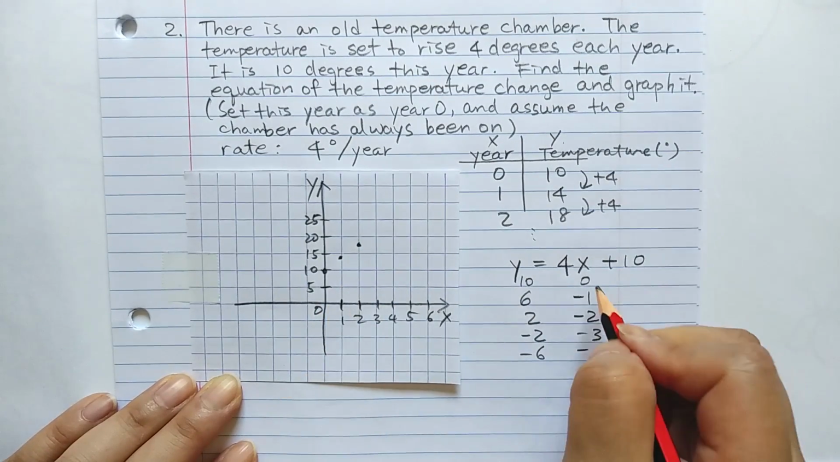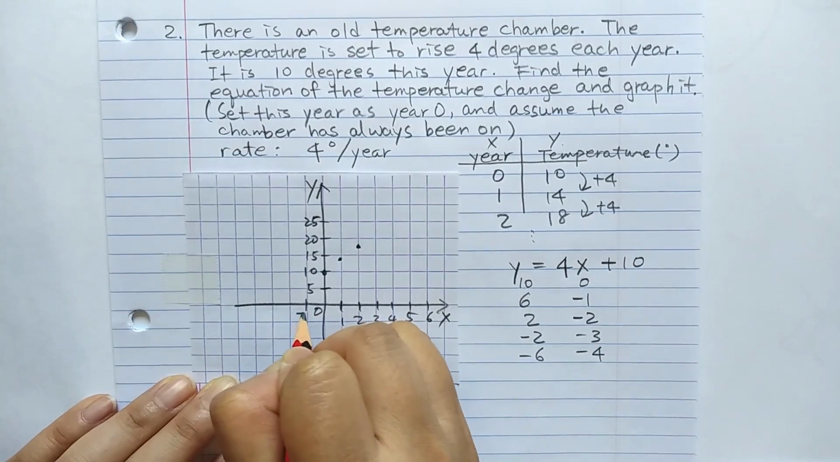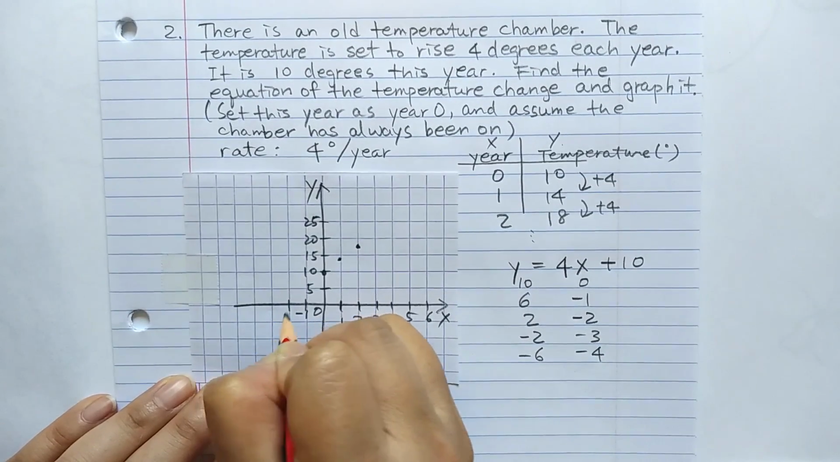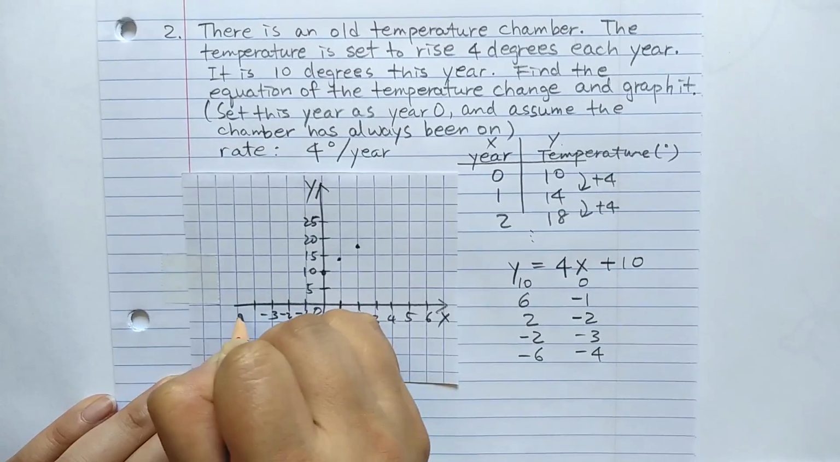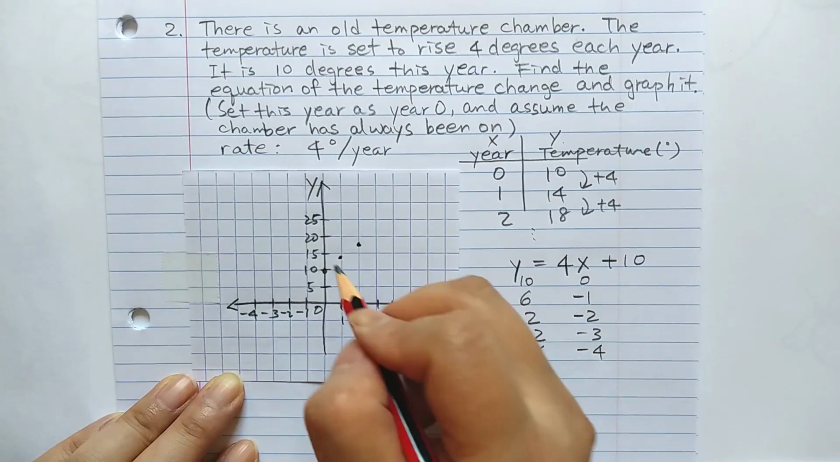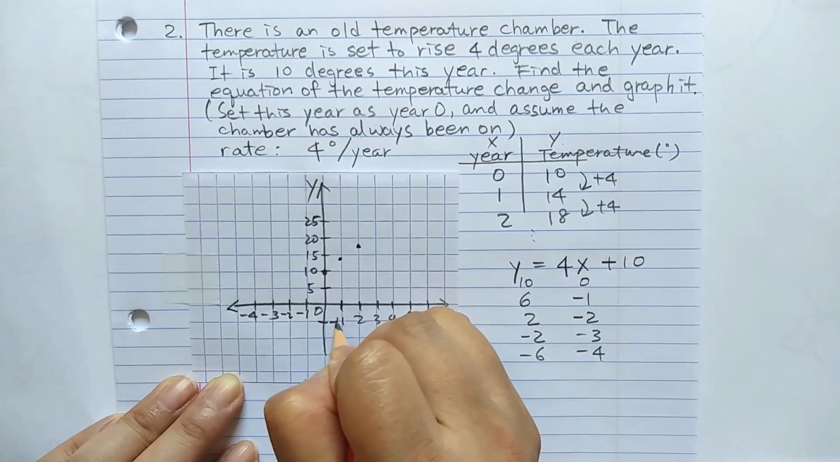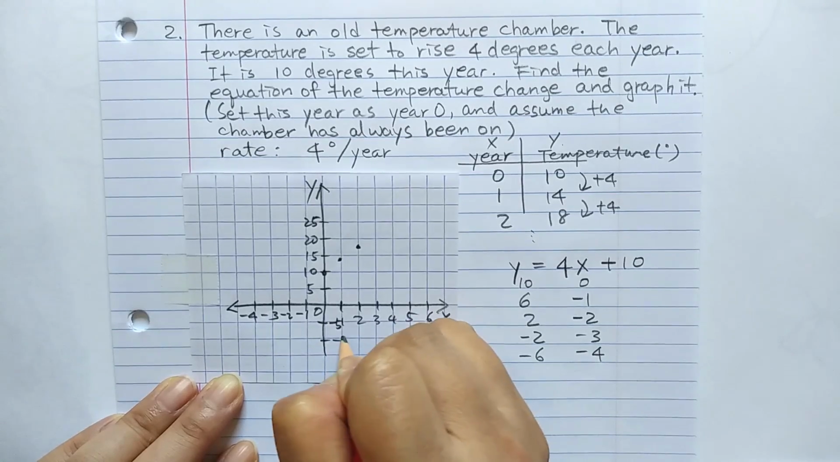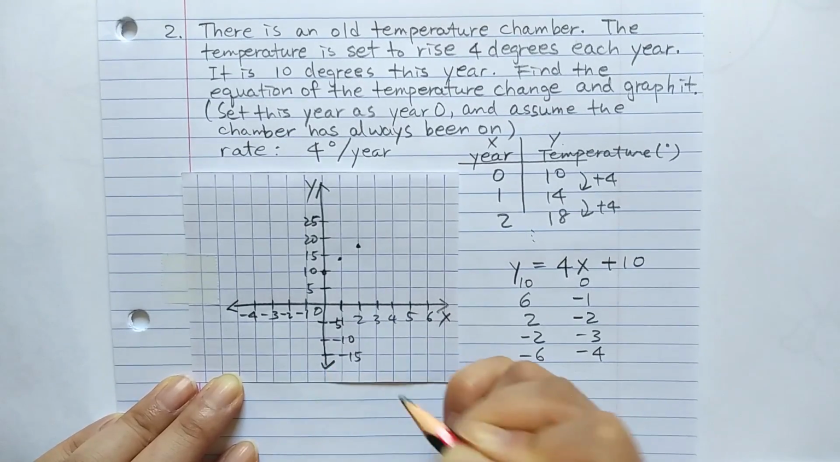And where will be these negative years? It'll be the other side of the y-axis. So negative 1, negative 2, negative 3, and negative 4, and so forth. Also for the y-axis, it'll continue on down here, negative 5 degrees, negative 10 degrees, negative 15, and so forth.